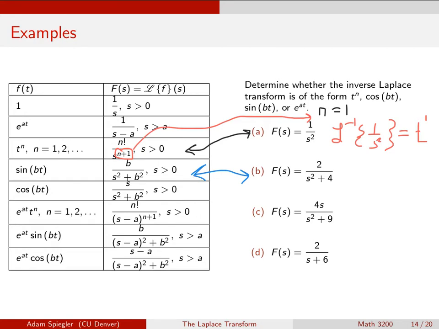What we can see here is that the inverse Laplace transform of this function F would give us the sine, in this case our value of b is 2, so it would be the sine of 2t.